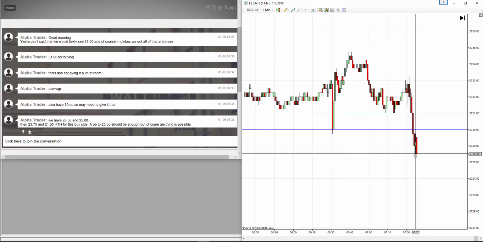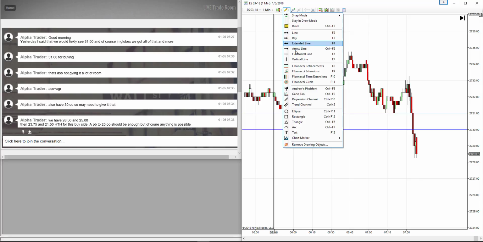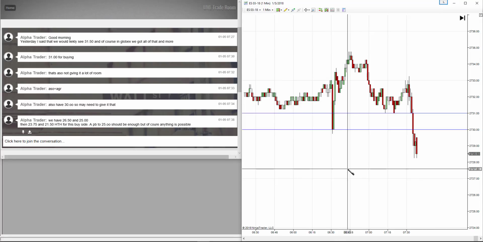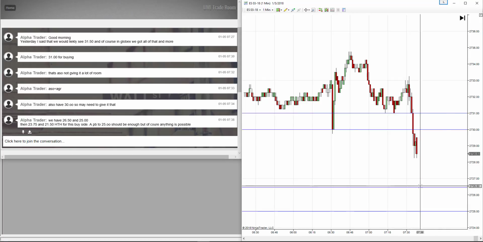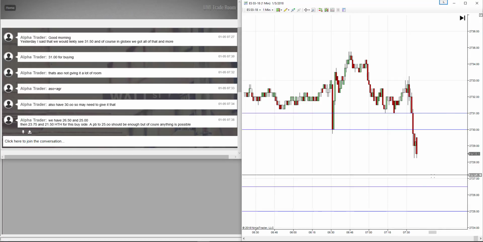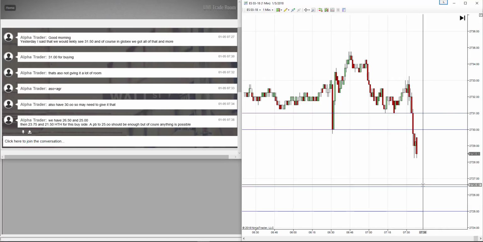So what I would do as a trader, I would go to my line drawing tool, grab a line, and I need one at 26.5 and then 25. So I put one here at 26.5, and then I put one here at 25. Okay, so I have these levels. What does it mean? What am I doing here? I'm buying. If you said buying, congratulations, you got it.